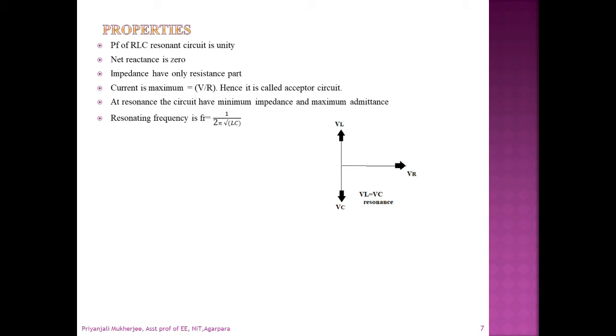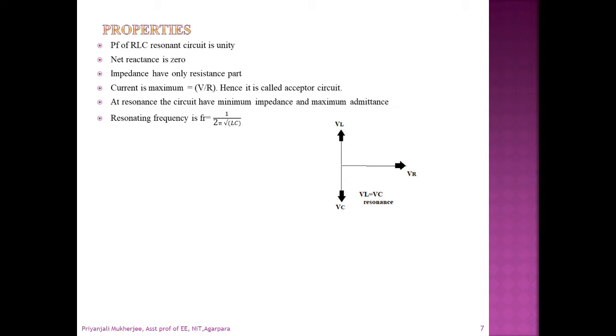Next are the properties of resonance. In the resonating condition, the applied voltage and the resulting current are in the same phase, which means the power factor of the RLC series circuit in resonating condition is unity. That is the same as a purely resistive circuit, as it is acting as a purely resistive circuit. The net reactance is 0 at resonance, and the impedance has the resistive part only. The current in the circuit is maximum, and that is equal to V divided by R.